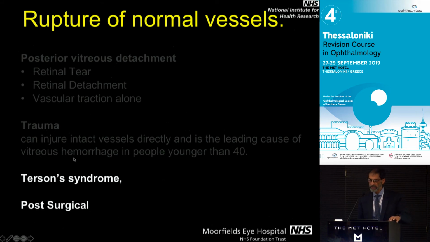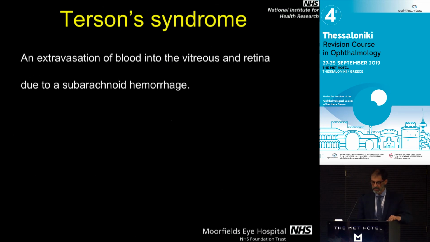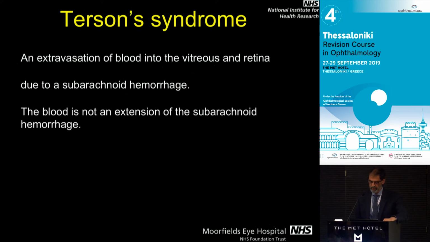Finally, slightly rarer things, and this is normal vessels bleeding under abnormal circumstances. Terson syndrome, where you get an extravasation of blood into the vitreous, a source of triple layer hemorrhage. So you get vitreous hemorrhage, but you also get intra and subretinal hemorrhage associated with subarachnoid hemorrhage. And it's not an extension of the subarachnoid blood shooting down the optic nerve and exploding into the eye. It's to do with differences in pressures between the various spaces.